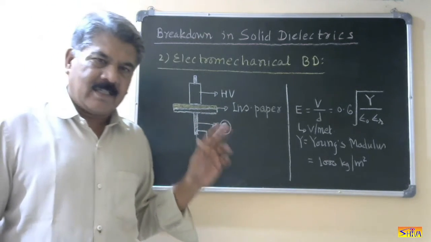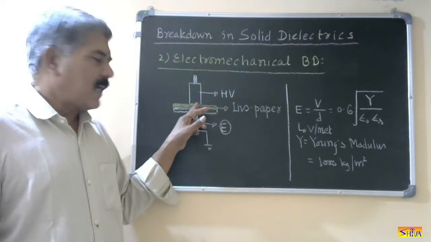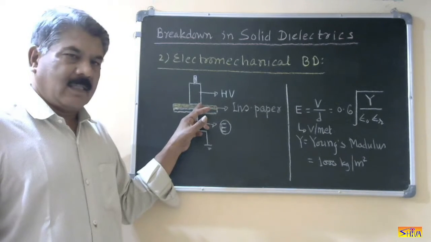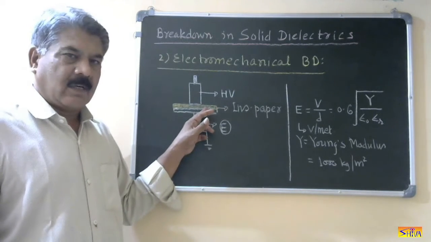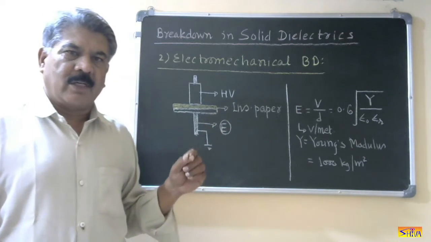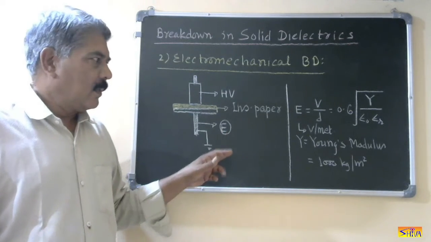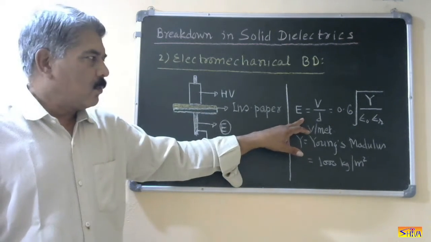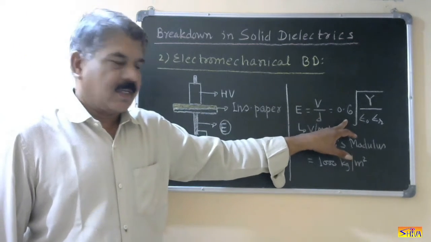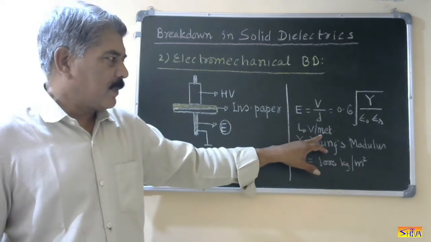Now, it is not necessary that the breakdown or puncture occurs exactly at the center. This can occur anywhere under this electrode as well as around this electrode. So wherever is the weakest region, the weakest portion of the insulation paper, there the puncture will occur. The electric field required to produce the breakdown is given by this equation. Electric field E here is expressed in volts per meter.